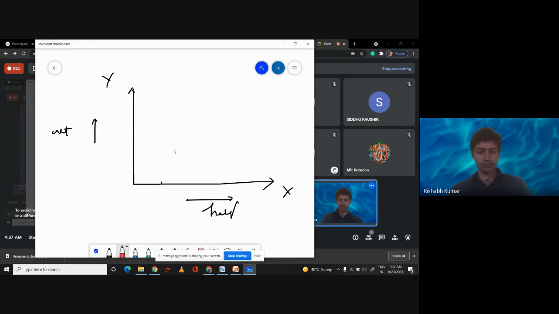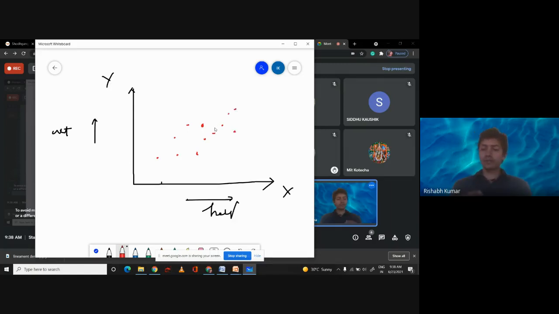Let me dot with red. Okay, so he has this. Another student's height and weight plot is this, this, this, this, this, this. So you have a plot like this.